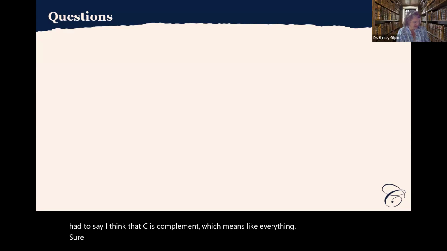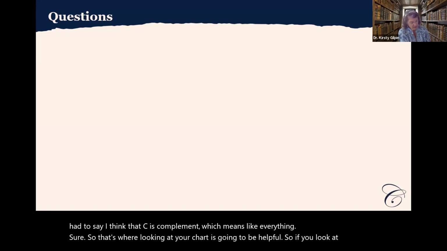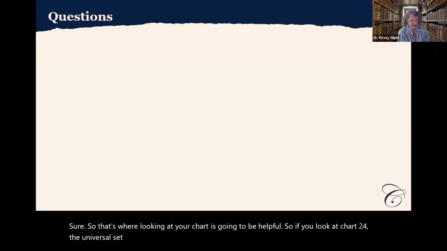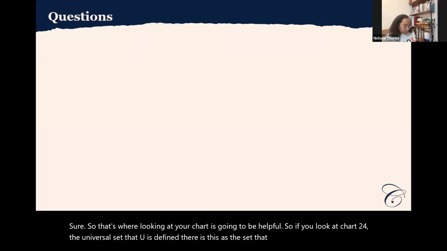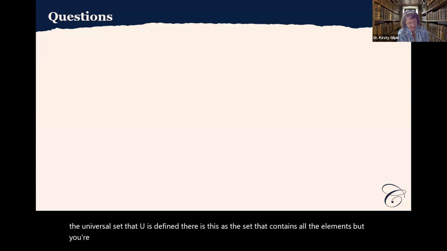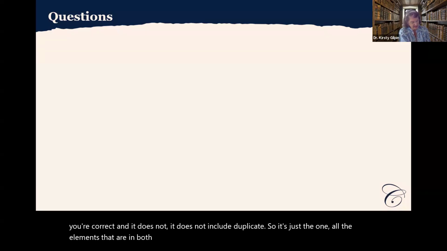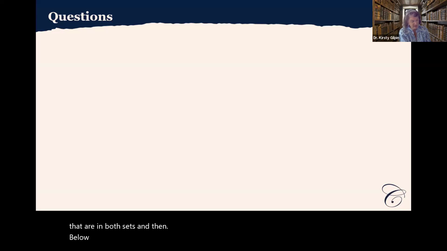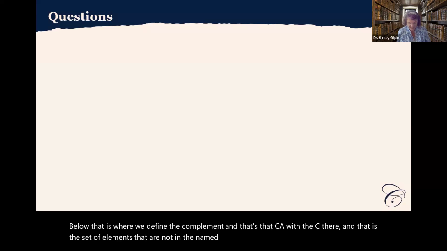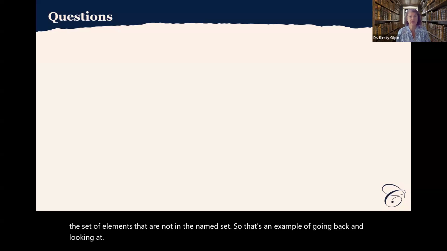Sure. So that's where looking at your chart is going to be helpful. If you look at chart 2-4, the universal set, that U, is defined there as the set that contains all the elements. But you're correct, it does not include duplicates. So it's just all the elements that are in both sets. Below that is where we define the complement, the A with the C there, and that is the set of elements that are not in the named set. So that's an example of how going back and looking at the chart is going to be helpful.